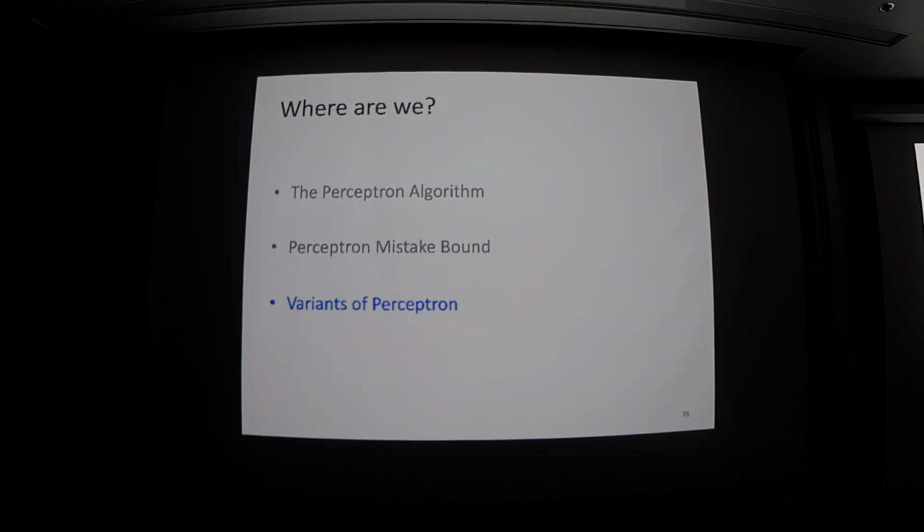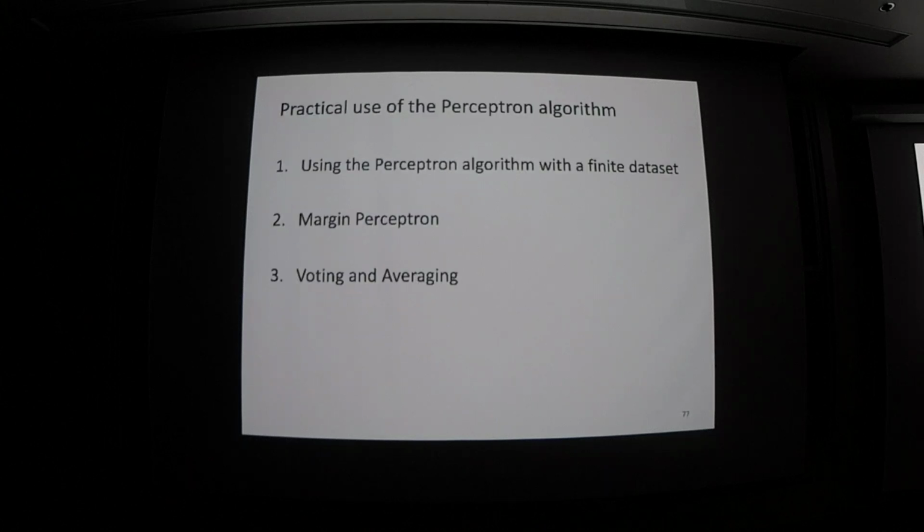So now I have finished the introduction of the perceptron mistake bound. Any questions so far? Okay, the last topic regarding the perceptron is how we develop it in practice. That refers to a few variants. We're talking about how to use the perceptron algorithm with a finite data set, and two variants. The first variant is called margin perceptron. The second variant is called voting or averaging perceptron. Those methods can further improve the robustness of the perceptron, so they are popular in practice.